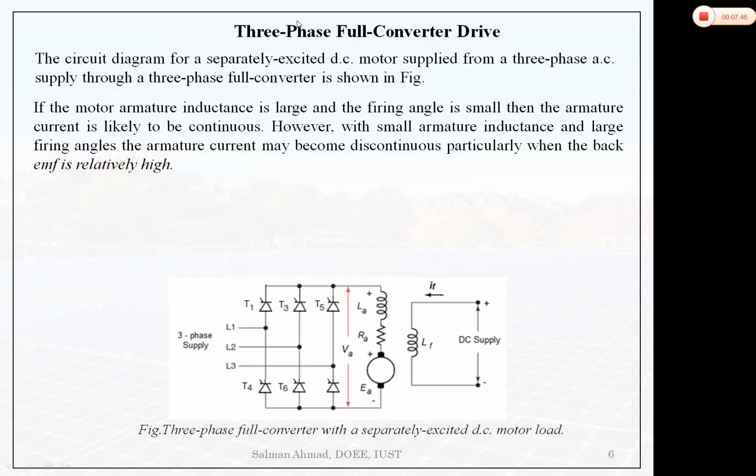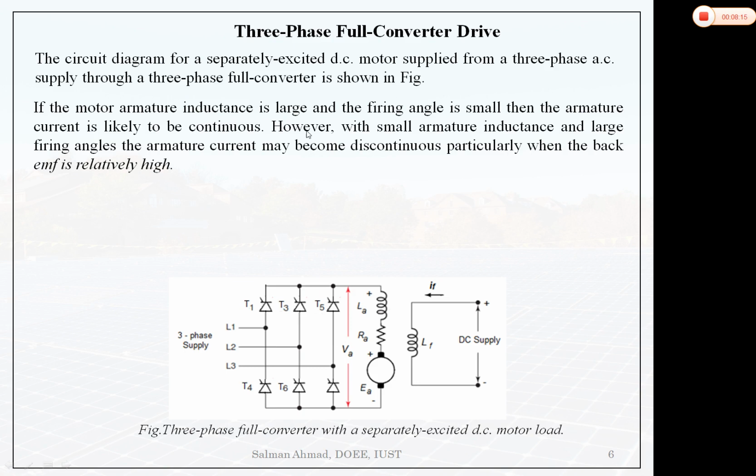Now I'll discuss the 3-phase full converter drive. In the full converter, we have 6 thyristors, 3 in the upper side and 3 on the down side, and we do not have any freewheeling diode here. We also have a field circuit, which again can be fed from a single phase or 3-phase controlled rectifier. The circuit diagram is shown here.